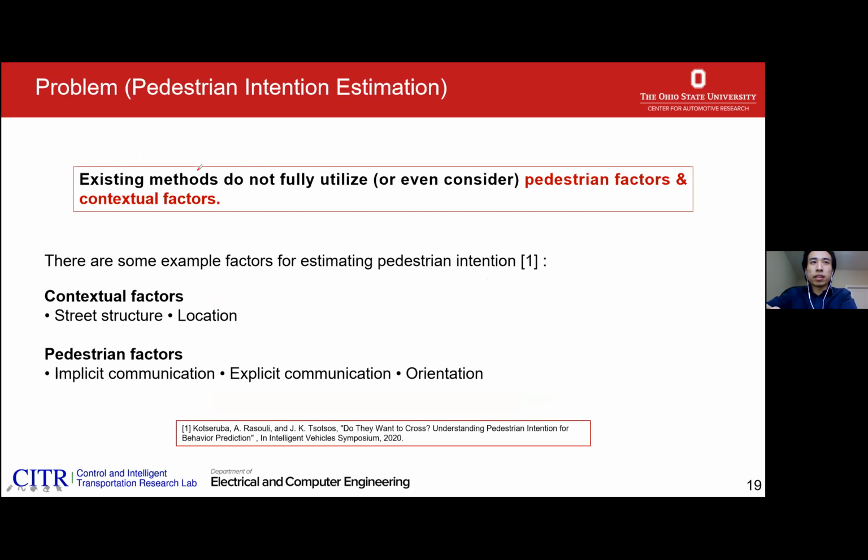And existing methods based on computer vision are good, but not good enough for many cases. We find a big problem inside of these existing methods. That is, existing methods do not fully utilize pedestrian factors and the contextual factors. Recent research shows that pedestrian intention is highly linked to the contextual factors and the pedestrian factors.